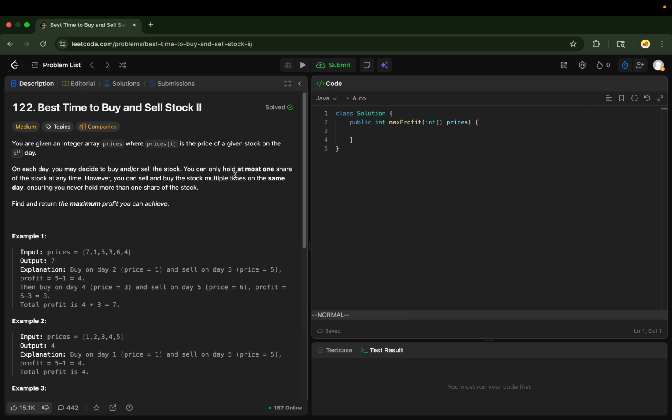You can only hold at most one share of the stock at any time, which means I can only buy one, right? However, you can sell it and buy the stock multiple times on the same day. Ensure you never hold more than one share of the stock. So find and return the maximum profit you can achieve.